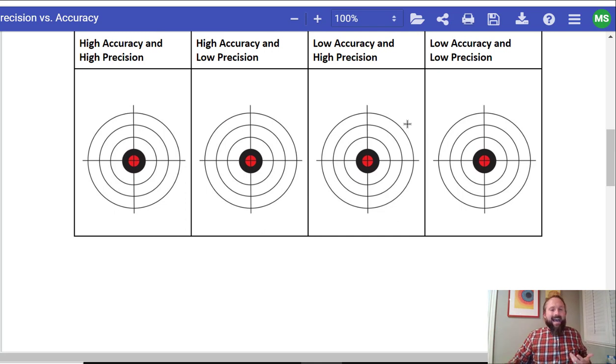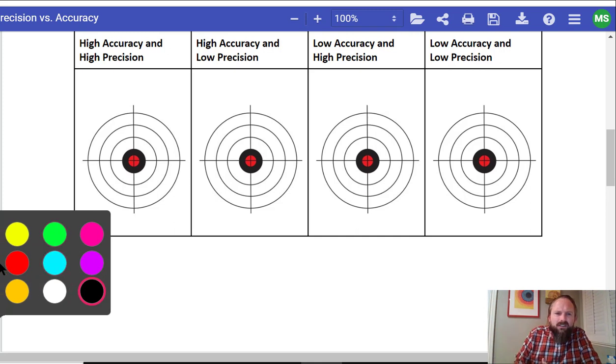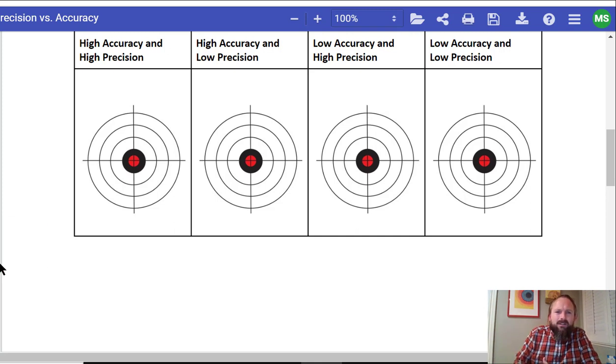So let's have some examples. If you have high accuracy and high precision, let's do maybe yellow. If you throw like 5 shots, that's highly accurate and precise. If you have high accuracy but you're not so precise, you hit here, here, here, and here. Now, that's not very precise because it's spread out, but it's very accurate. You hit in one spot, like, I got it.